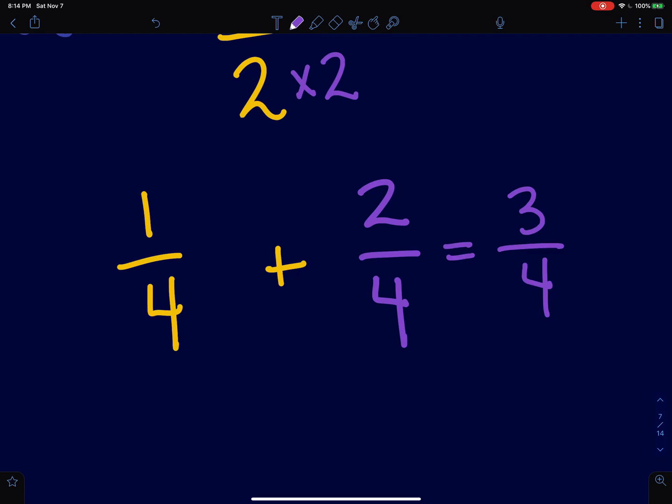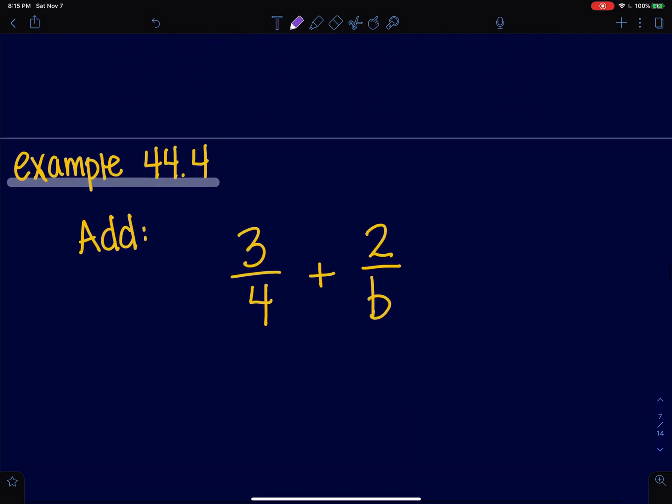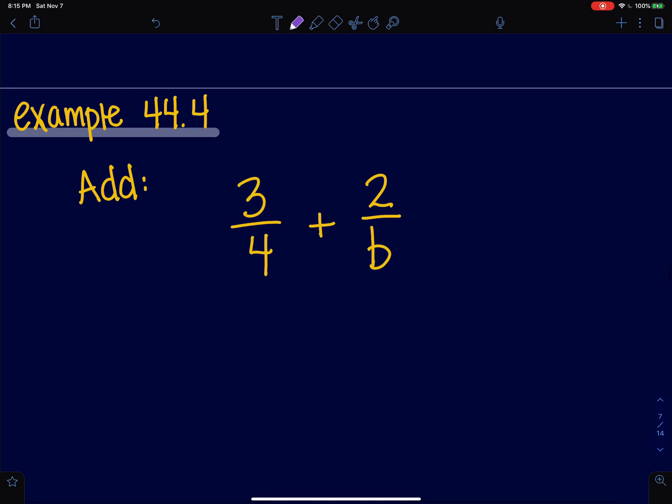Now, what if I multiply the top and the bottom by x? Does that change it? No, it doesn't. As long as x is not 0, it's just like multiplying it by something equivalent to 1. You can multiply anything by 1. It doesn't change the value of it, right? So super important, something to keep in mind, and we're going to use it, I have a feeling, coming up in today's lesson. So let's do example 44.4.